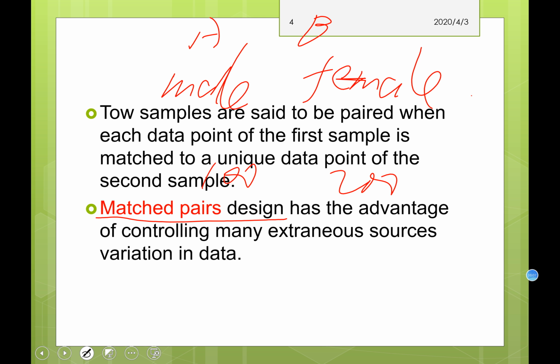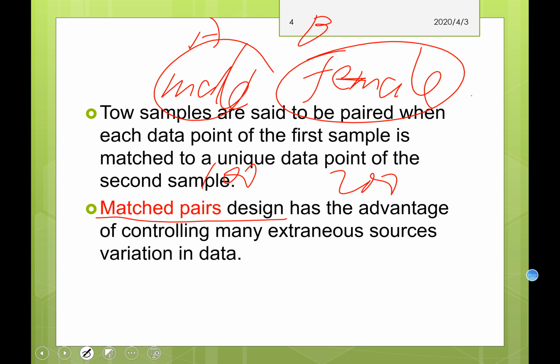Because we can find that the patients in the two samples are different. This one male, this one female. The gender is different, and the effectiveness of the drugs can be influenced by gender. So how can we reduce the influence of gender? One way is to let both of the groups have the same gender. So paired design is a good method to reduce the influence of gender.